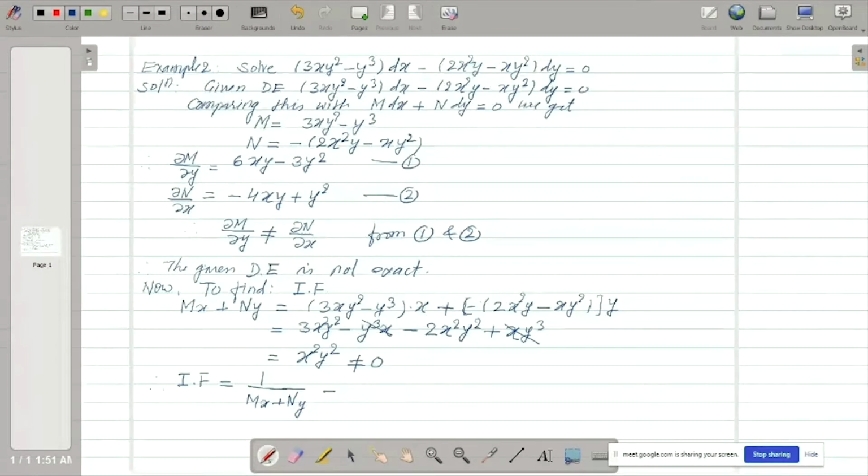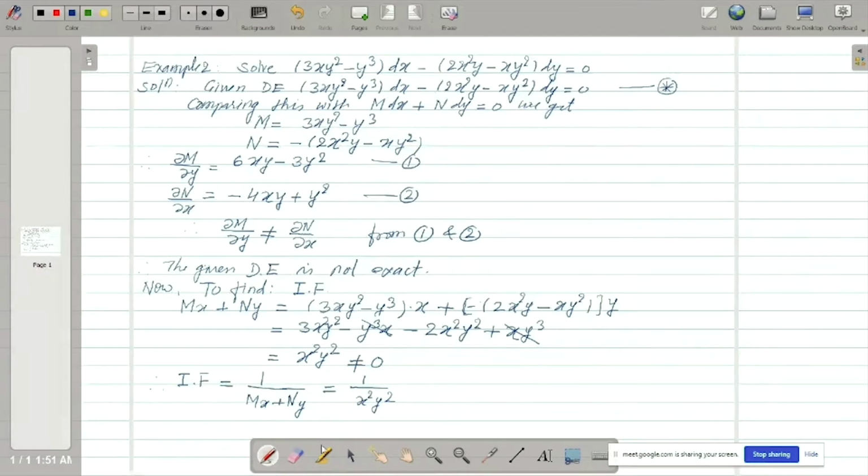So first, this is equal to 1 upon x square into y square. Name this equation number star. Now multiplying by the integrating factor, 1 upon x square y square, in equation number star.